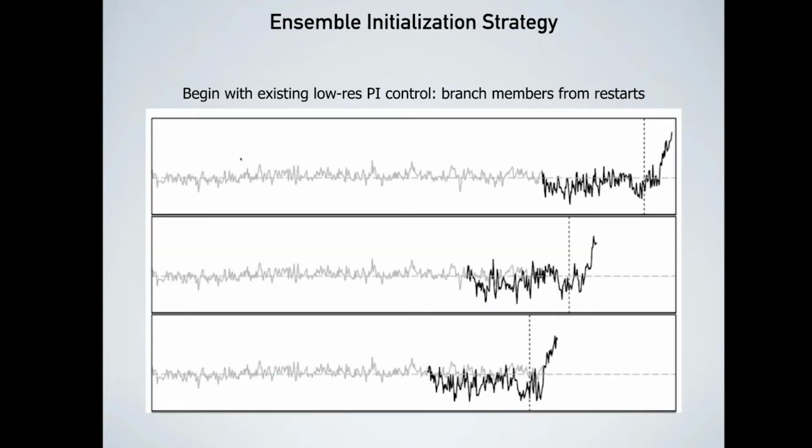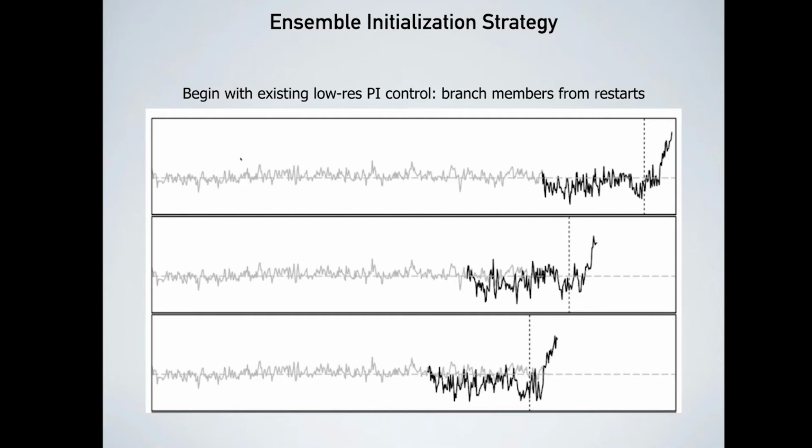All right, so how do we actually do this? As I'll touch on in a minute, there are many different ways to initialize a large ensemble with a climate model. We are using what's beginning to be referred to as a macro initialization strategy, where we took the existing low resolution pre-industrial control and picked different initialization years to branch members off of for the historical period.